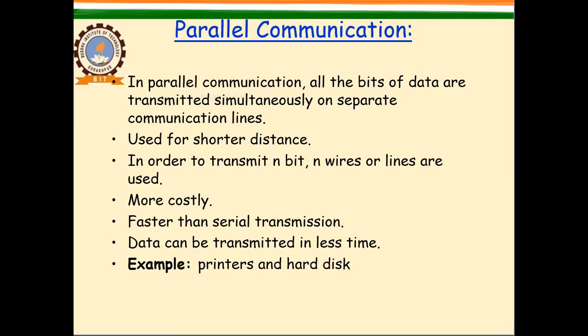As the number of lines and wires increases in this communication, naturally the cost is also higher in comparison to serial communication. As all the bits are transferred simultaneously, naturally it is faster in comparison to serial communication, and data can be transmitted in less time, which is not the case in serial communication. Examples of parallel communication are printers and hard disks.